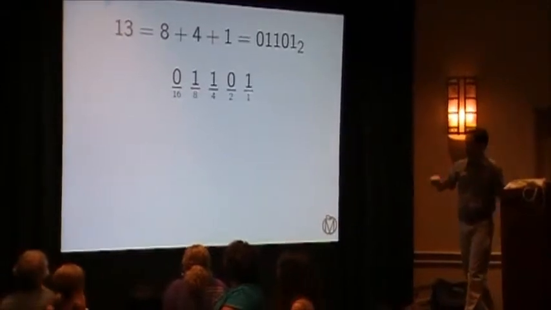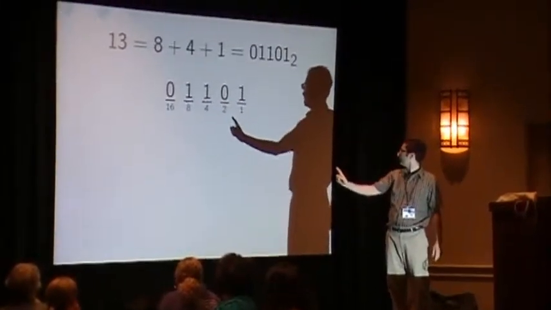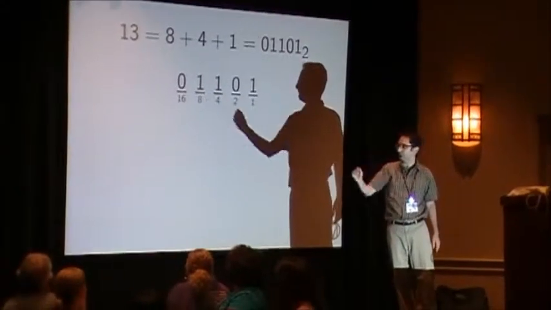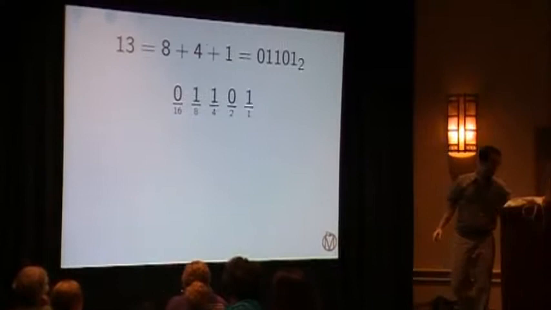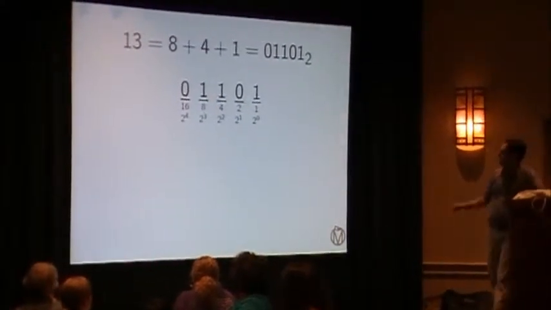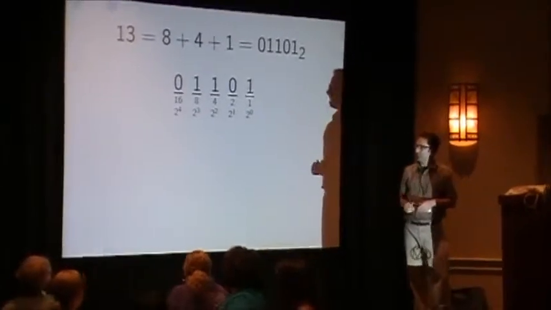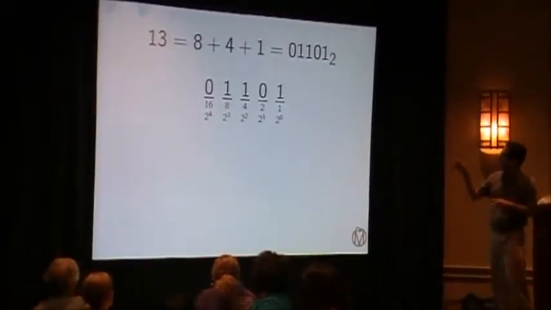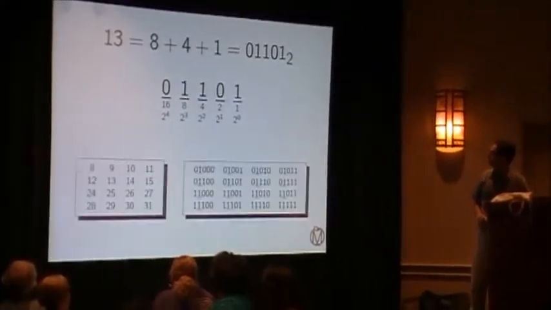So there's a place value. Here's the units digit, the units bit, the 2-bit, 4-bit, 8-bit, and 16-bit. So 13 in base 2 is written like that. And just like in increasing powers of 10, we have increasing powers of 2 to write down a number in binary, in base 2. Okay.